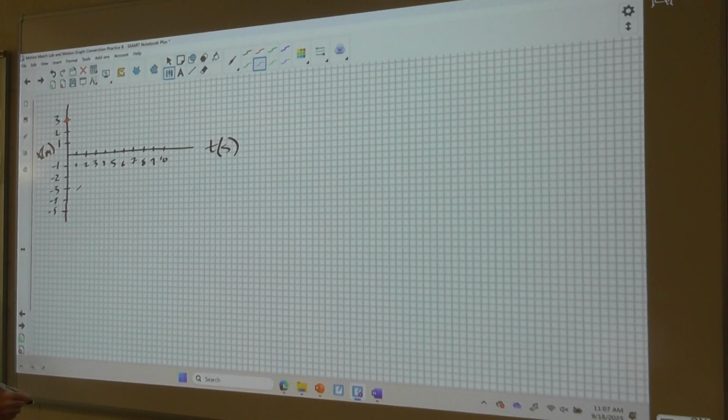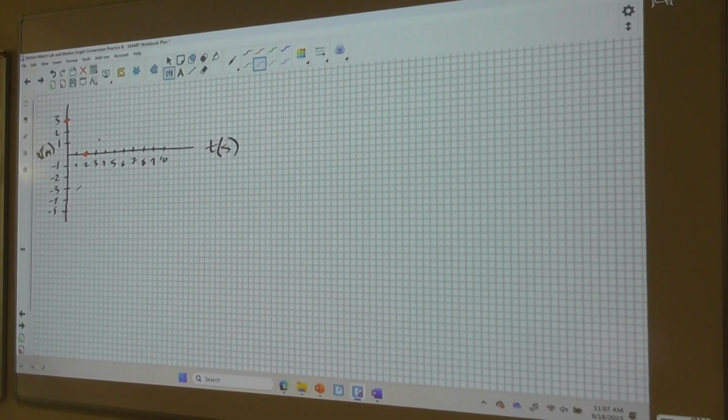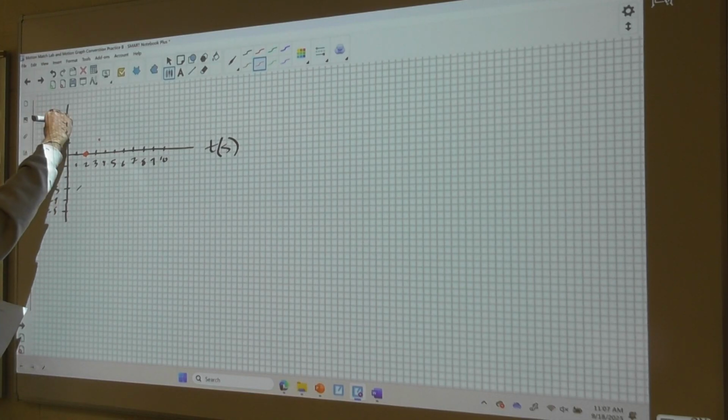And okay, so from 0 to 2 seconds, the object moves from position +3, that's there, to position 0. That's from 0 to 2 seconds, and it does it at a constant speed. Constant speed on position versus time is a straight line. So here's my straight line, right?